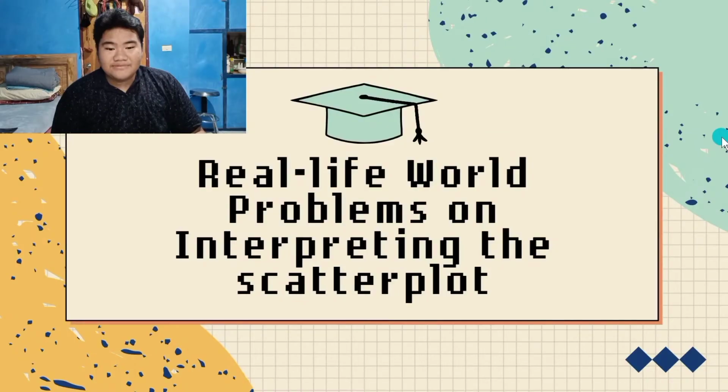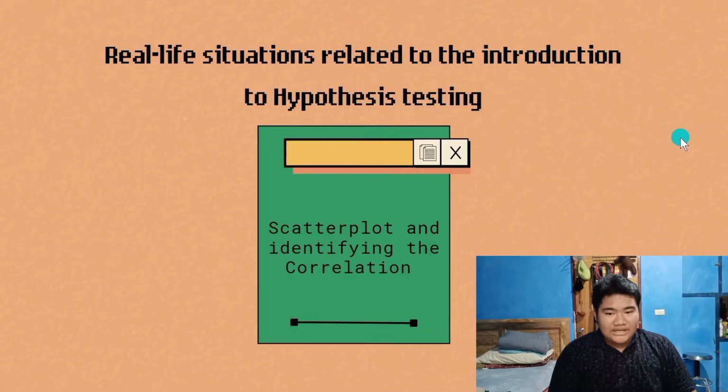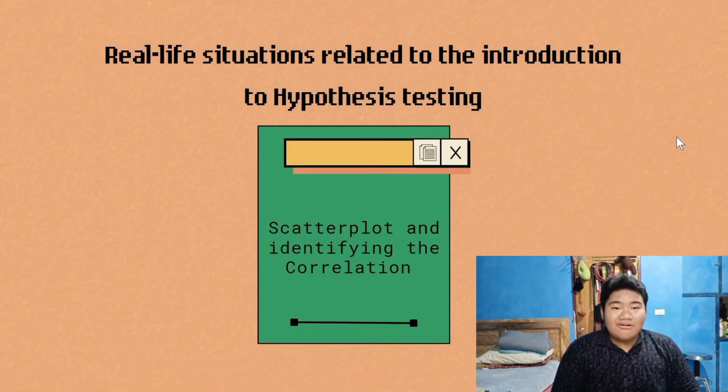Moving on to the next subject, interpreting the scatterplot. The next examples will be covering real life word problems on how to interpret a scatterplot. Real life situations related to the introduction to hypothesis testing, a topic that will show different examples on how to interpret a scatterplot and identify the correlational relationship.